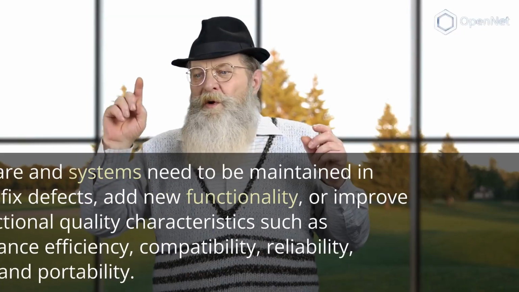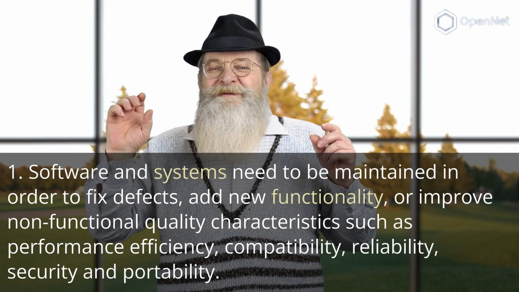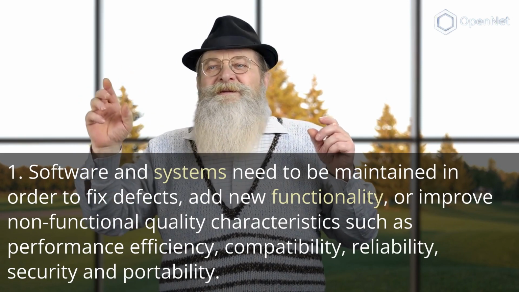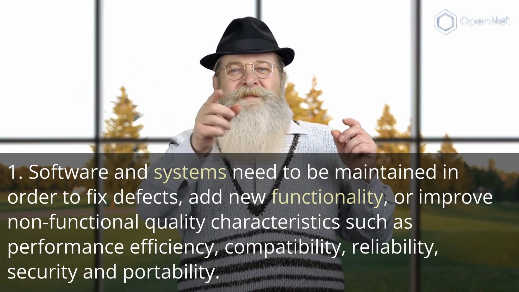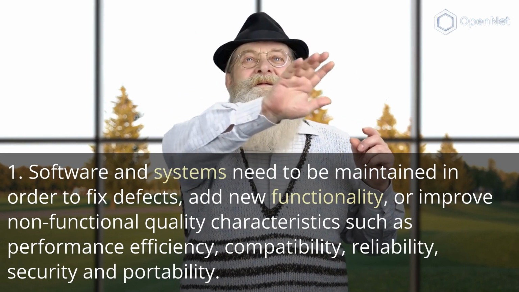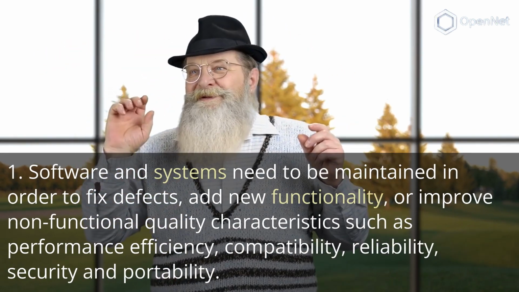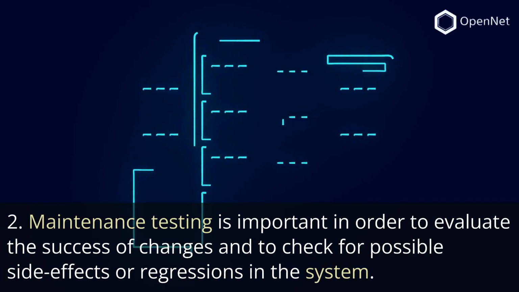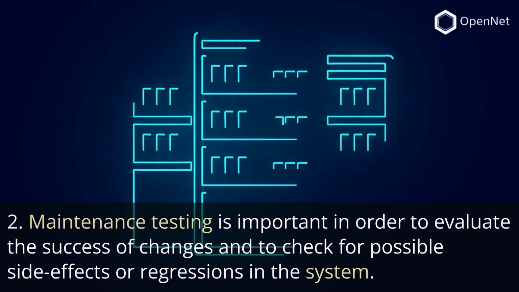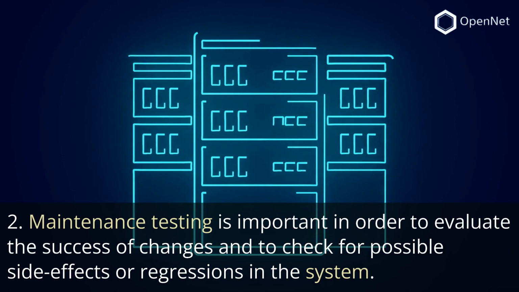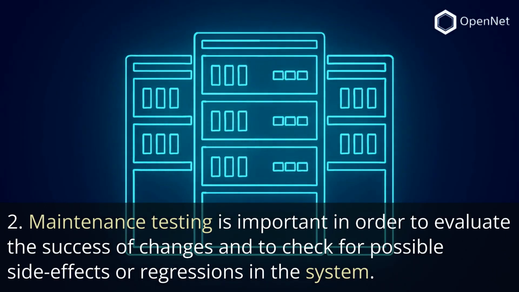Takeaways. 1. Software and systems need to be maintained in order to fix defects, add new functionality, or improve non-functional quality characteristics such as performance efficiency, compatibility, reliability, security and portability. 2. Maintenance testing is important in order to evaluate the success of changes and to check for possible side effects or regressions in the system.